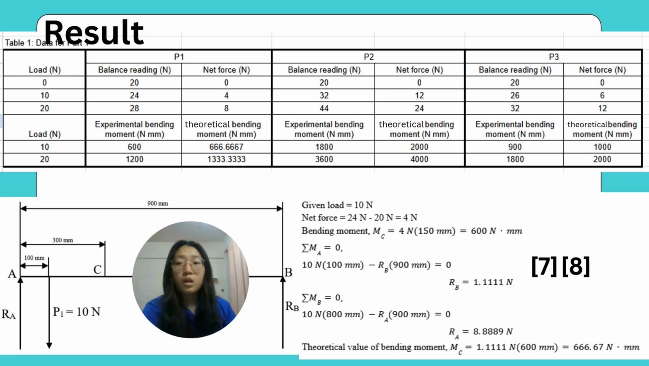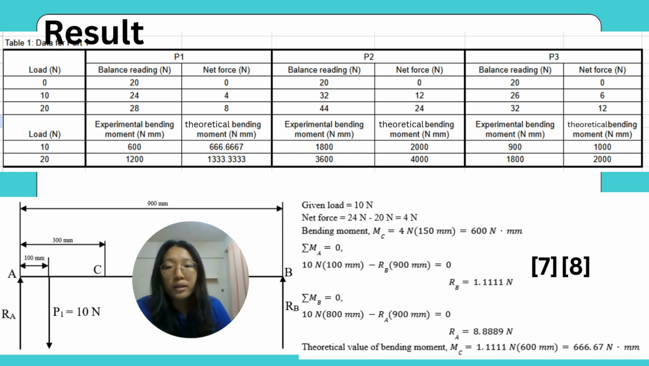So for the result for part 1, for P1, when the load is 0, the net force is 0, and when the load is 10, the net force is 24 minus 20, which is 4 Newton. When the load is 20, the balance reading is 28, and the net force is 28 minus 20, which is 8. So by using the same method, we calculate for P2 and P3 to get their net force.